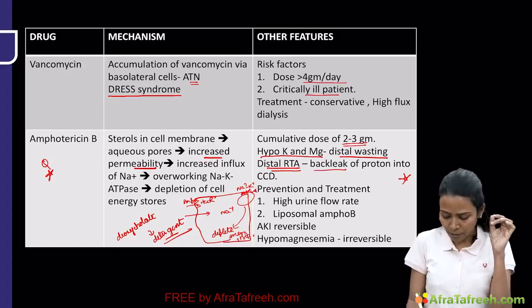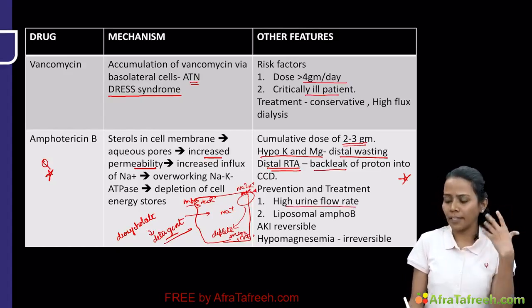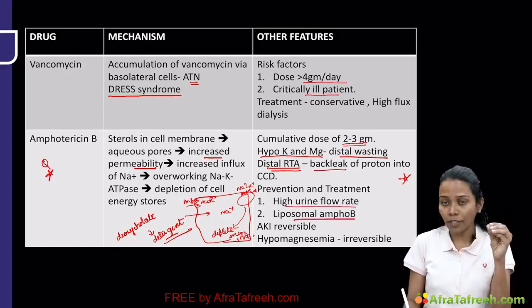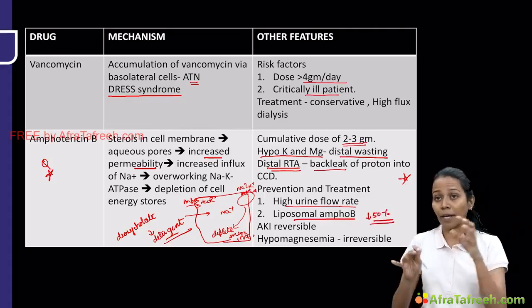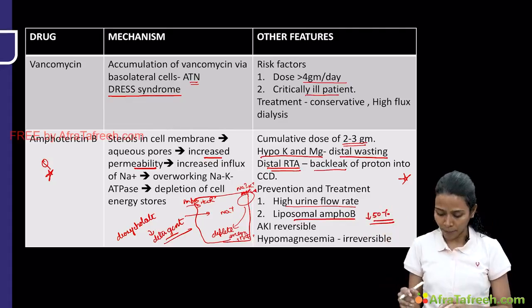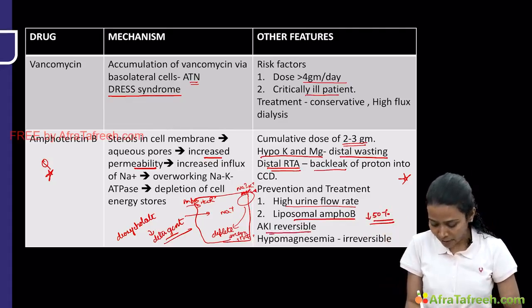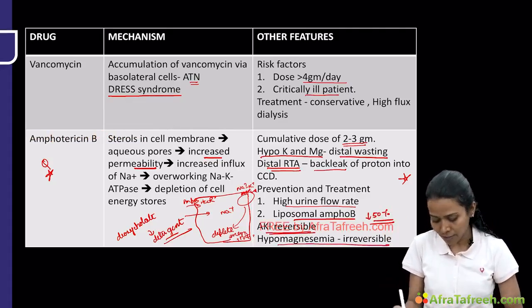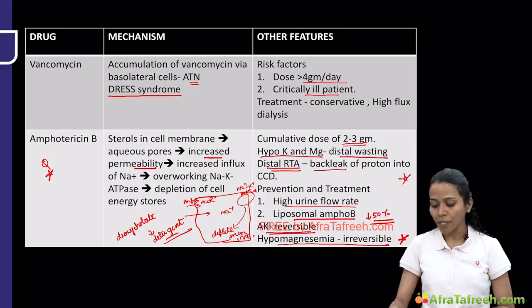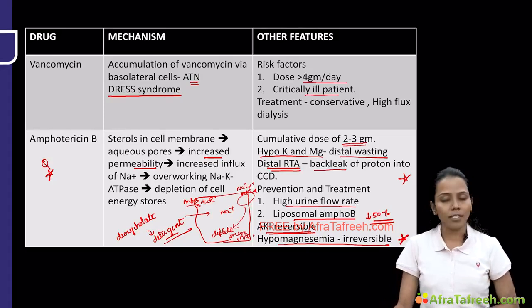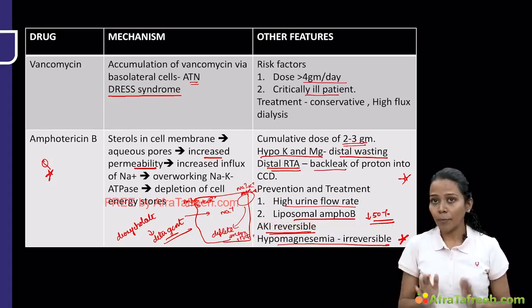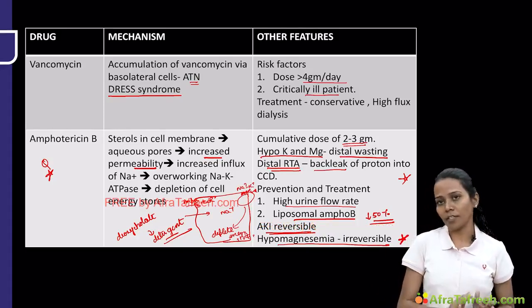Now, prevention and treatment is to maintain a high urine flow rate by hydrating well. Liposomal amphotericin B reduces the risk of AKI by 50% because it does not bind to the sterols in the cell membrane. And AKI is generally reversible, but hypomagnesemia is irreversible. That is important. Okay. So it is also a non-oliguric AKI, and generally AKI is reversible, but the hypomagnesemia that you see along with this is irreversible.